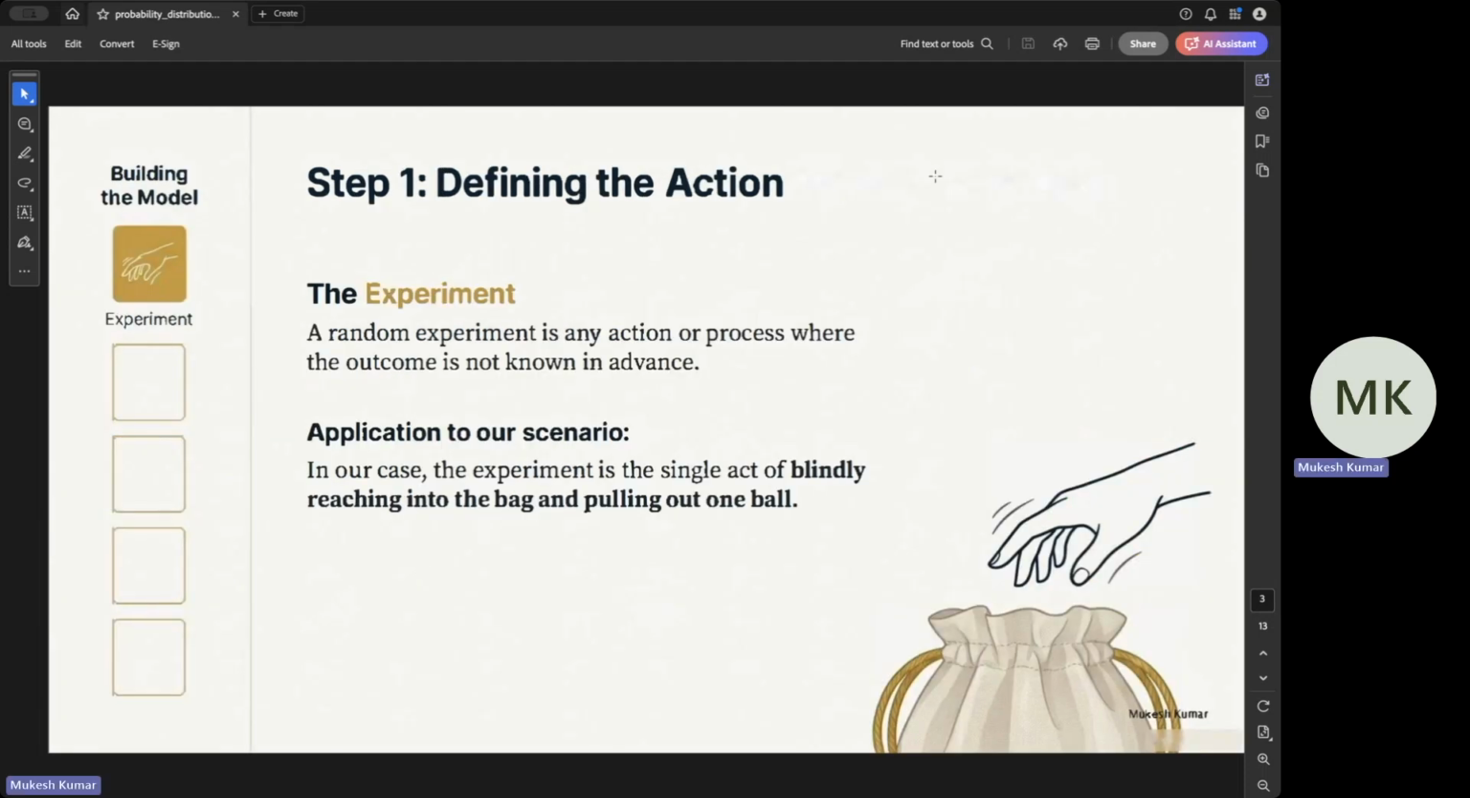As step 1 of the mathematical formulation, we define the experiment. A random experiment is an action or process where the outcome is not known in advance. So for example, if we draw a ball from a bag blindly and with replacement, this is a random experiment. We don't know which color ball will be drawn out of the bag.